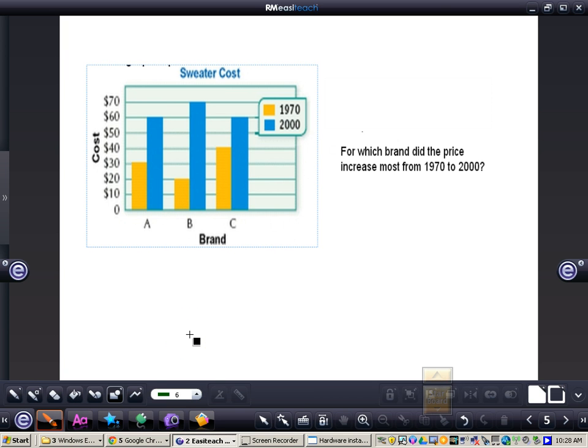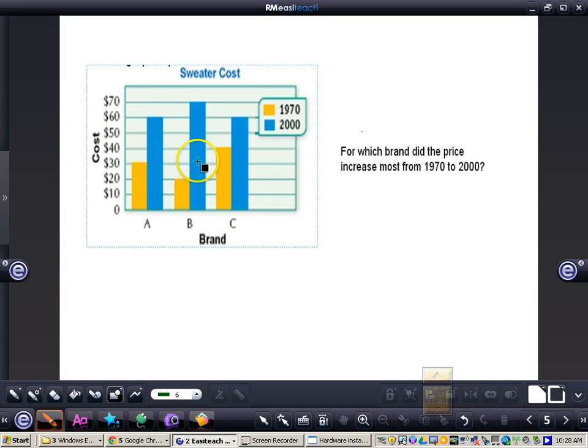So we're taking a look at brand C. I'm sorry, A, B, and C. And the question that we have here, what I want you to do is answer this question in your notes. For which brand did the price increase most from 1970 to the year 2000? So I can see that brand A had $30 in 1970 to $60. Okay, we can see that that's a $30 increase.